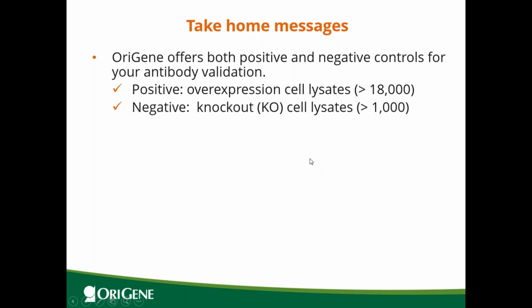So OriGene offers both positive and negative controls for your antibody validation. For the positive control, we have more than 18,000 overexpression cell lysates. And for the negative, we have more than 1,000 knockout cell lysates. Those two controls will give you solid data to prove the specificity of your antibody, no matter whether this antibody is in-house made or obtained from other companies. You can prove the specificity of the antibodies, and you have more confidence to use that antibody to generate some convincing data.